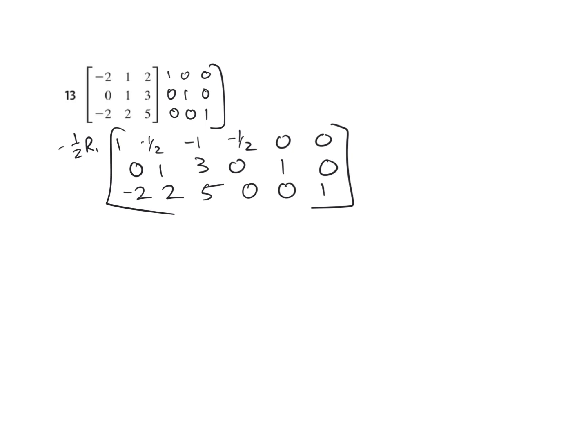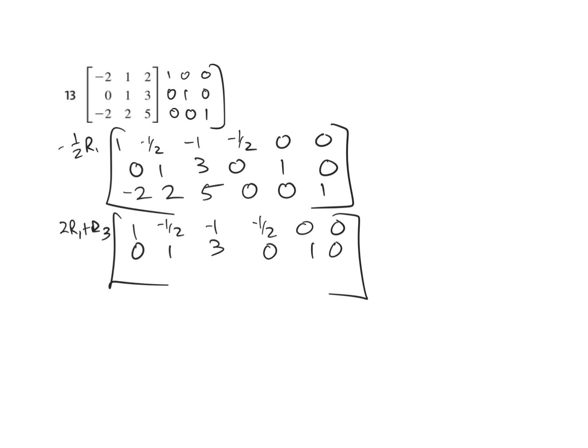All right, so now let's do 2 times row 1 plus row 3. So row 1, row 2 stay the same. So 2 plus negative 2 is 0. Negative 1 plus 2 is 1. Negative 2 plus 5 is 3. Negative 1 plus 0 is negative 1. And 0 plus 0 is 0. 0 plus 1 is 1. Okay, so we have those two correct.